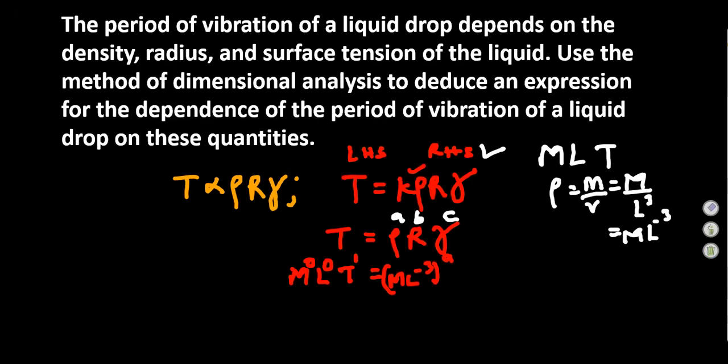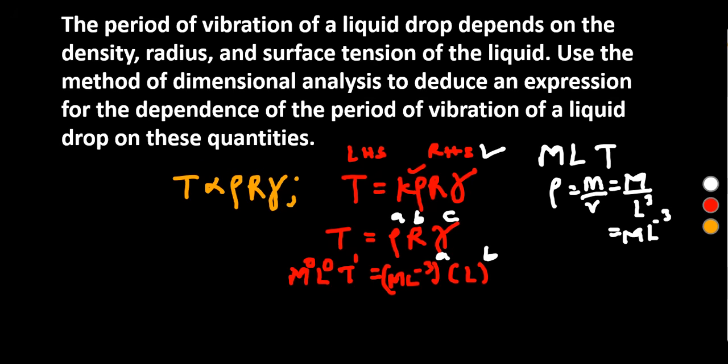So let's be consistent in the use of color here. So this is raised to the power of A. Then we have R. R is just a measurement of length, the radius. So we have this as L to the power of B. So this is B. Then we have gamma.